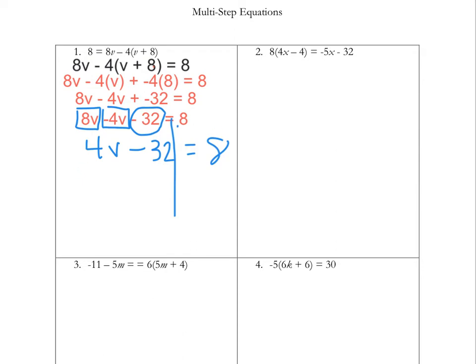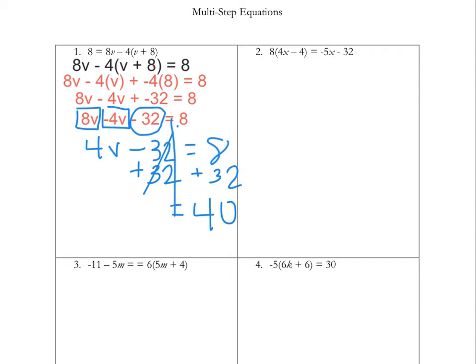So simply, I'm going to start solving my equation, and my first step is to undo any addition or subtraction. Right now I'm subtracting 32, so to undo that I need to add 32, okay? And whatever I do to one side, I need to do to the other. So I get 32 plus 8, which gives me 40.